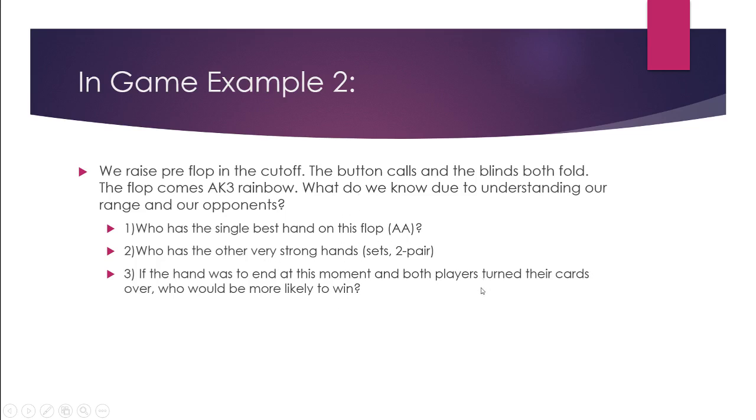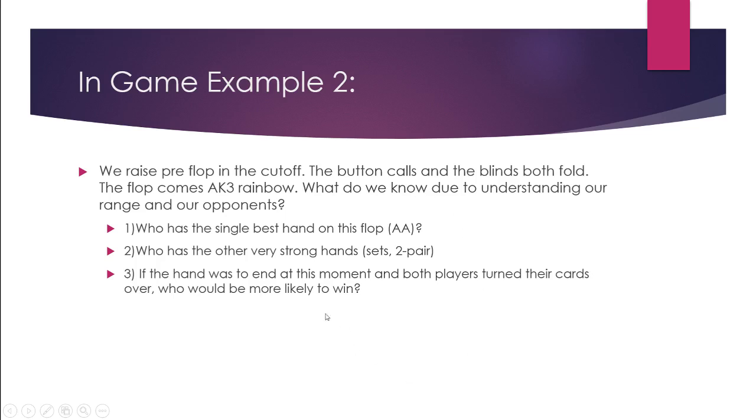Who has the single best hand on this flop? I think this is relatively clear. Only we have ace-ace because we raised pre-flop in the cutoff and the button called. Yes, I know there's some smidgen of time that a button may call ace-ace there, but we're going to assume that they raise it every time for the sake of this example. So we have ace-ace and they don't. We also have the strongest two pairs here. We have ace-king. They probably don't. We have kings for the other set. They don't. Both of us probably have 3s. And really nobody's going to have king-3 very often.